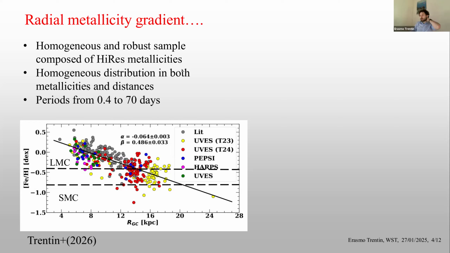From the periods, we also have a very big range. We go from 0.4 up to 70 days, and actually in the latest published papers, most of the stars have periods above 50 days, which are quite rare for classical Cepheids. So we're trying to expand also from that point of view, since it will be crucial for the calibration of the period luminosity relation.